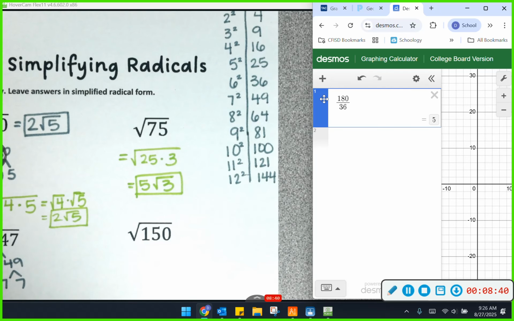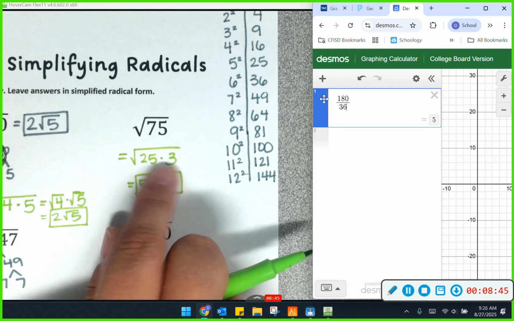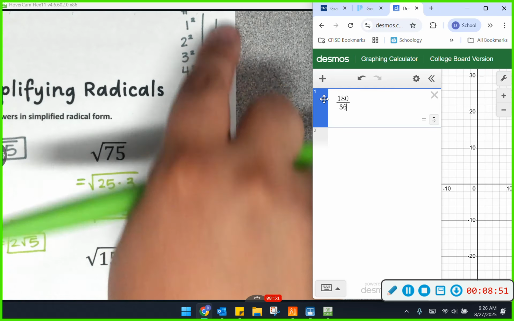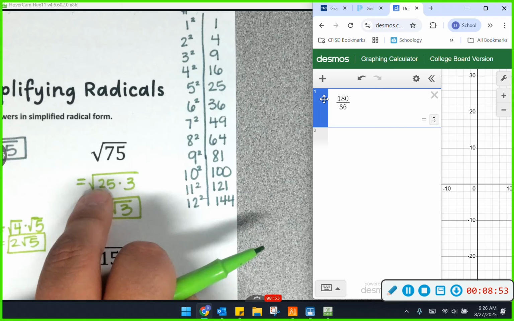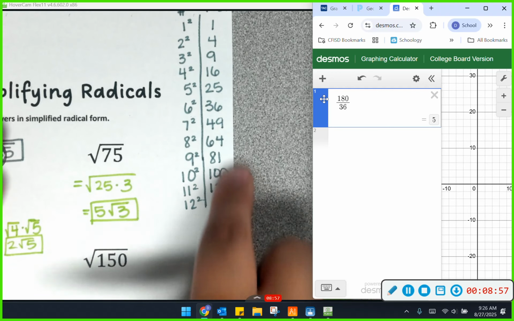Does this make sense? Could you do 15 and 5 right here with this method? No. Why not? Because they're not perfect squares. You couldn't do it with my method. You can do 15 and 5 with the tree, but you can't do it with my method because you have to choose perfect squares.